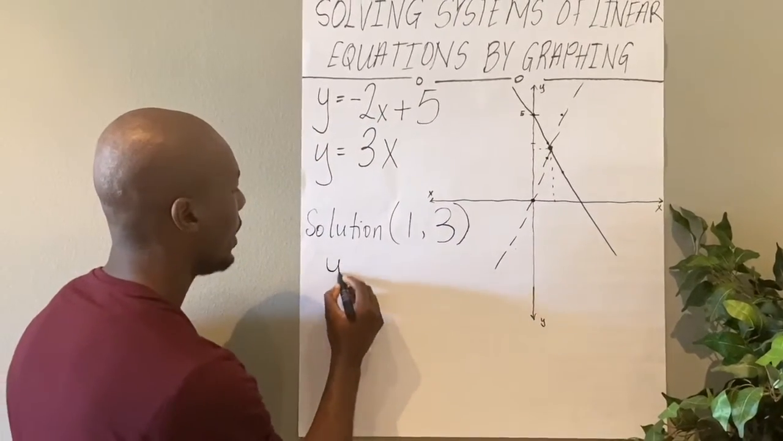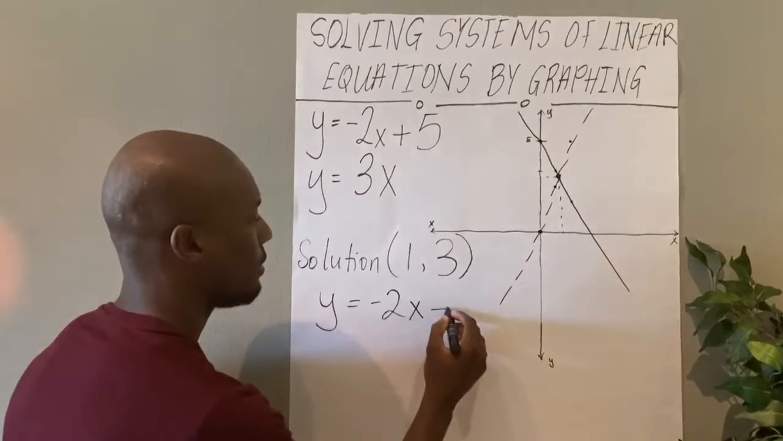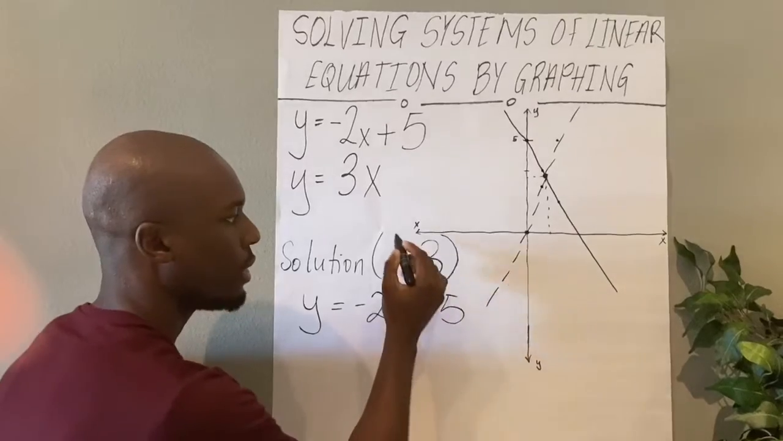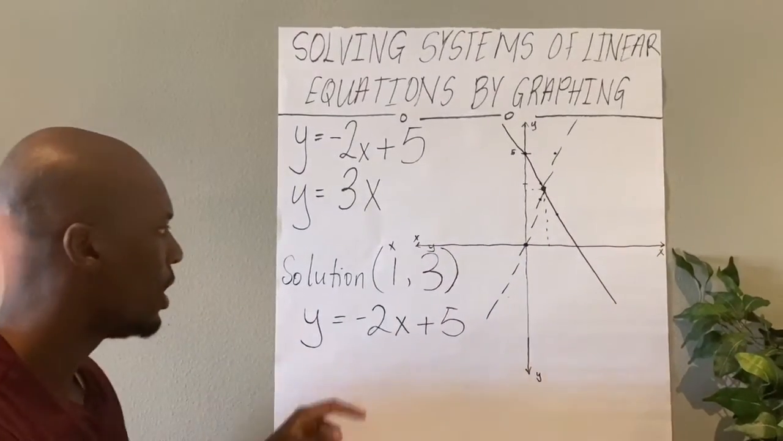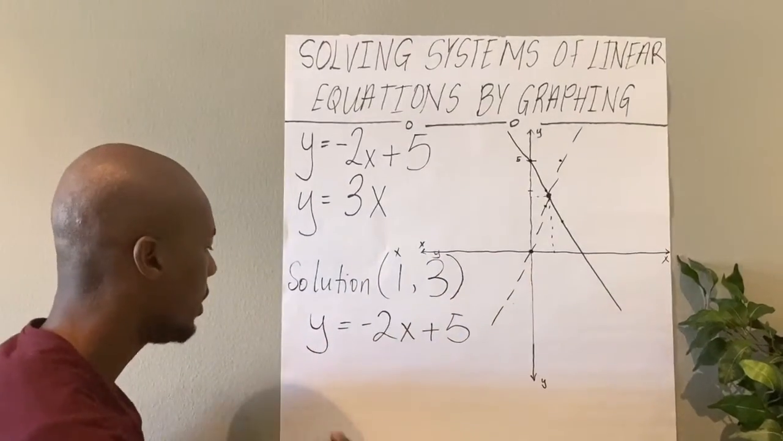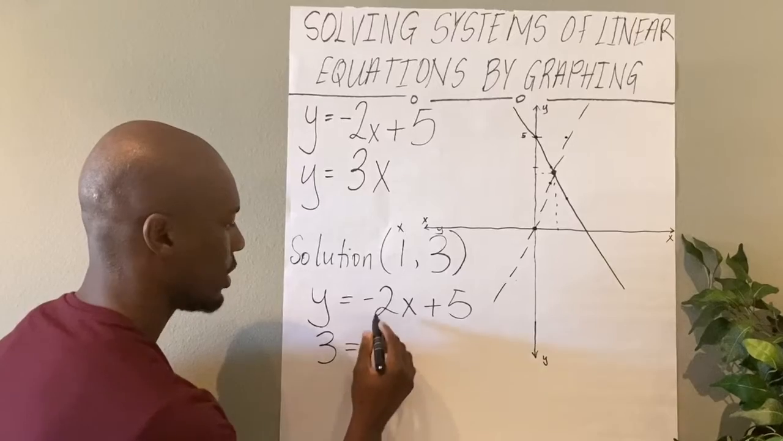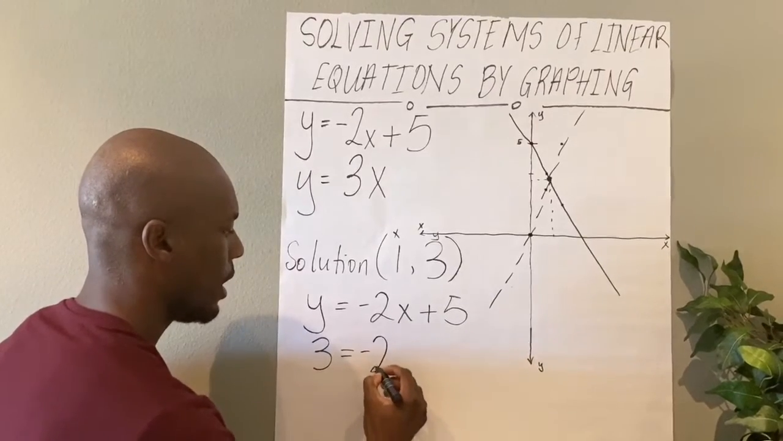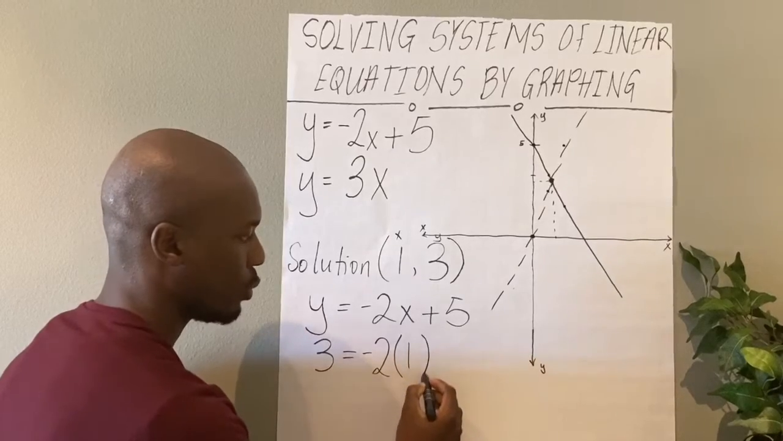So we have y is equal to negative 2x plus 5. Right? We know that this is our x and that is our y, right? So if my y is 3, I'm just substituting this, and this is what I'm going to get. And if my x is 1, this is what I get.